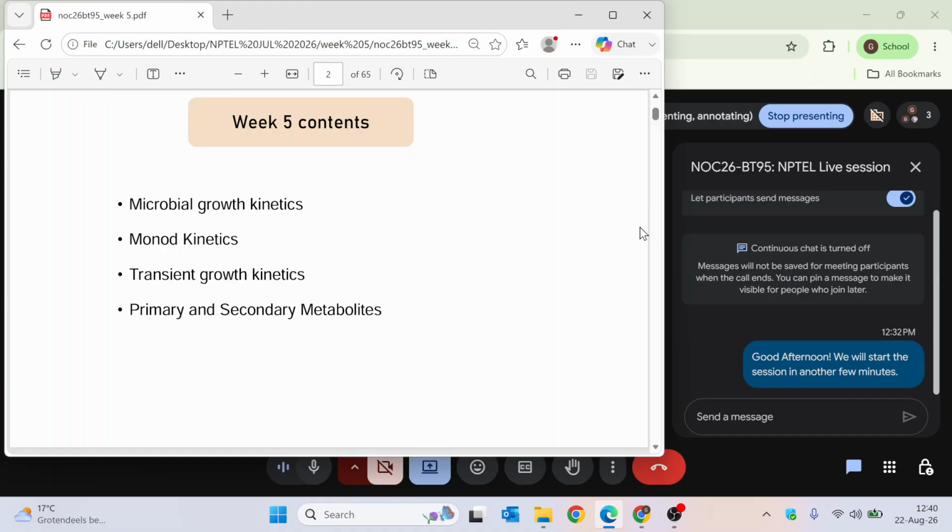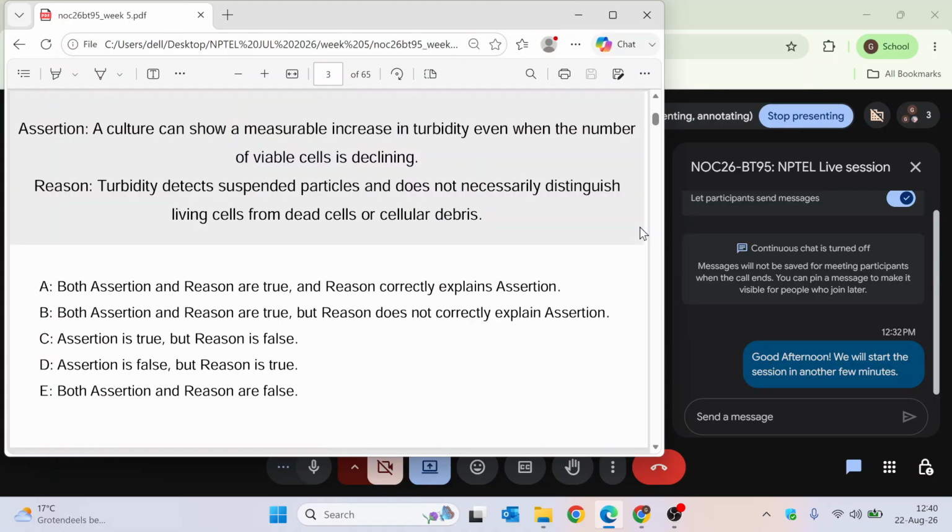So this week, depending on the course content, we will try to solve some non-numerical questions. There are mostly non-numerical questions, but we do have a few problems at the end of the session. So we'll first start solving the questions. The first part would be assertion and reason questions. Like always, I'll wait for some time for you to answer, and then we can discuss.